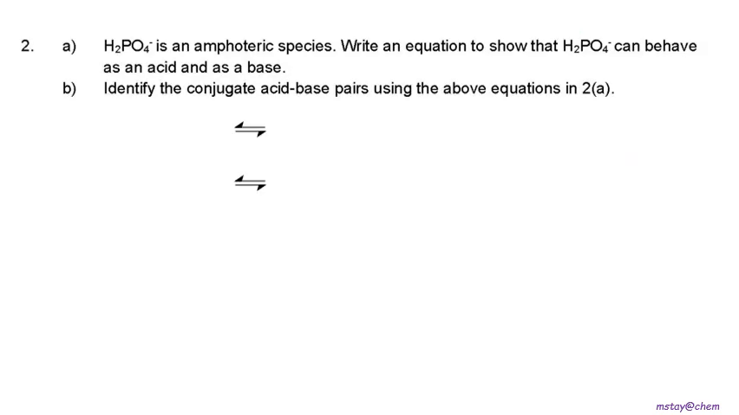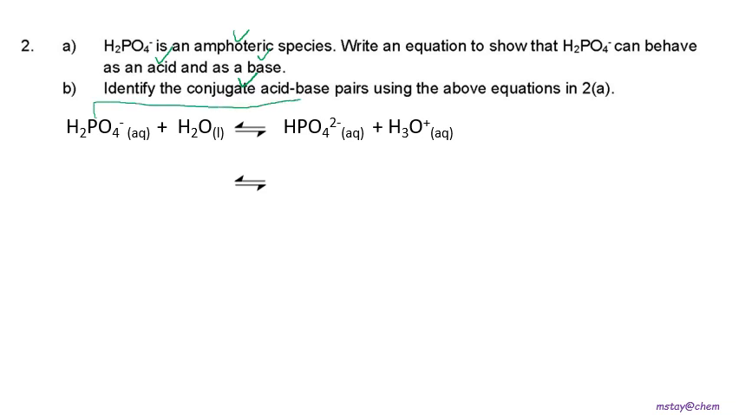Question number 2, H2PO4 negative is an amphoteric species. Write the equation to show that it can behave as acid and also base, and then identify the conjugate. First equation: H2PO4 negative will form HPO4 2 negative. From here we notice that a proton is donated. So in this case, H2PO4 negative acts as the acid, while HPO4 2 negative is the conjugate base.